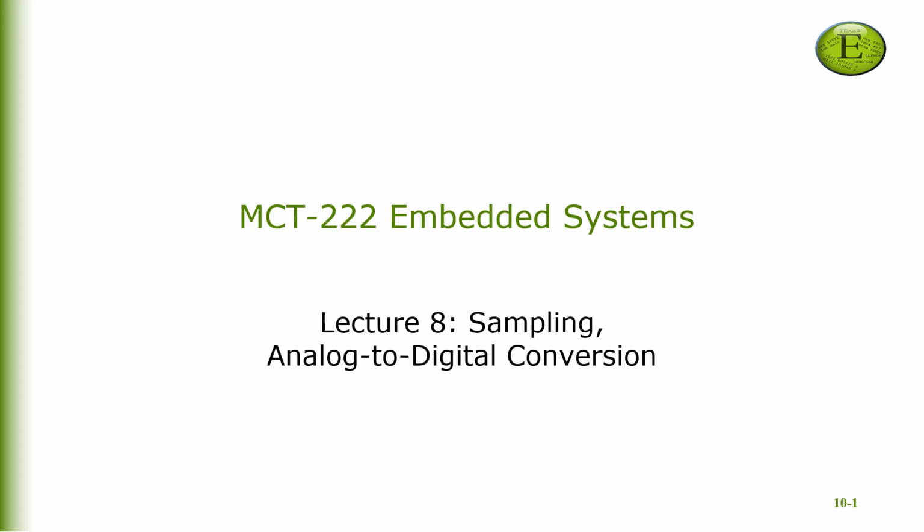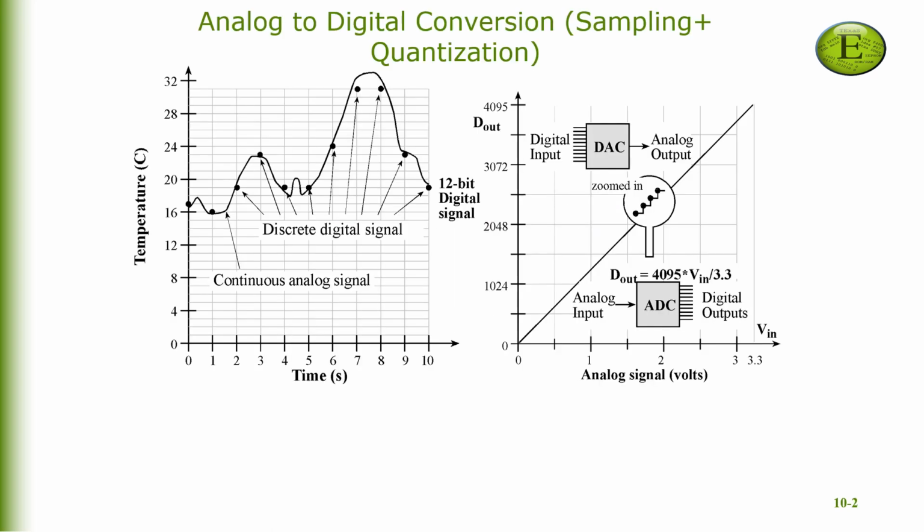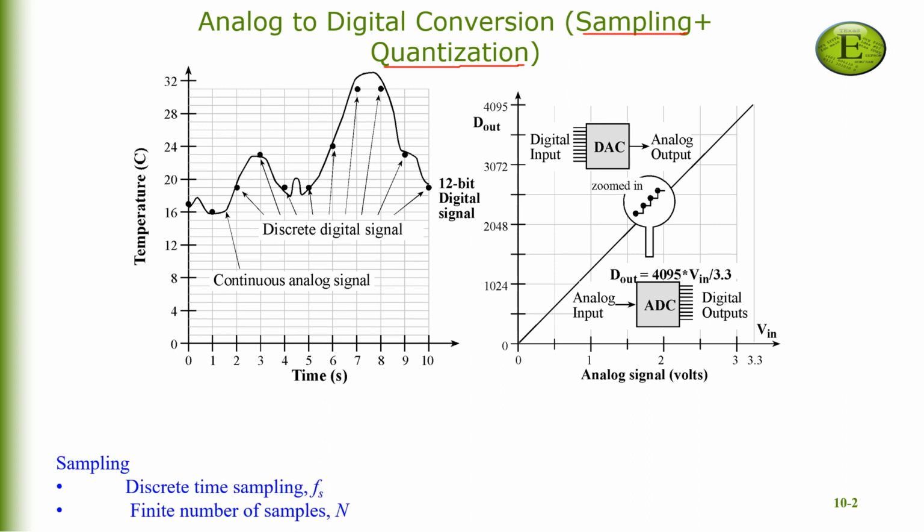Hello and welcome to Lecture 8 of Embedded Systems, in which we shall cover sampling and analog to digital conversion. The entire process of analog to digital conversion may be best understood as a composition of two processes, one of them being the sampling, the other one is the quantization. So let us first try to understand what we mean by sampling.